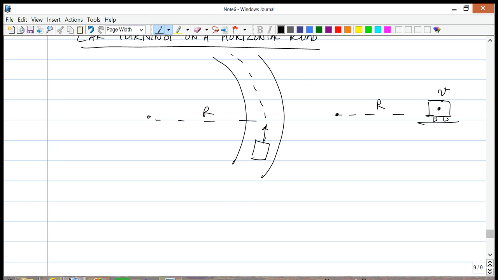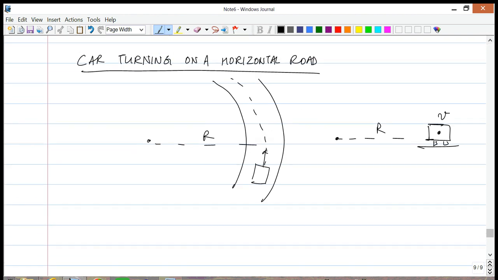So we ask the question again, hey, what force is responsible for this vehicle making a turn? Because if we go back to our previous concept, where we said that if something is moving in a circle, there must be a centripetal force, we ask, hey, what is responsible for the force in this case?